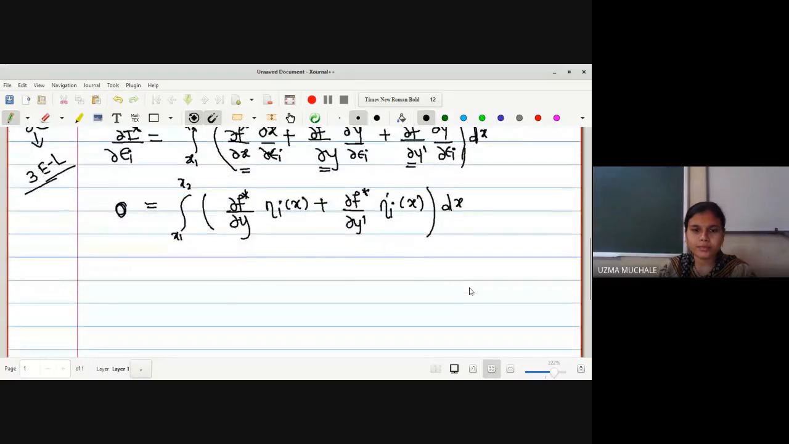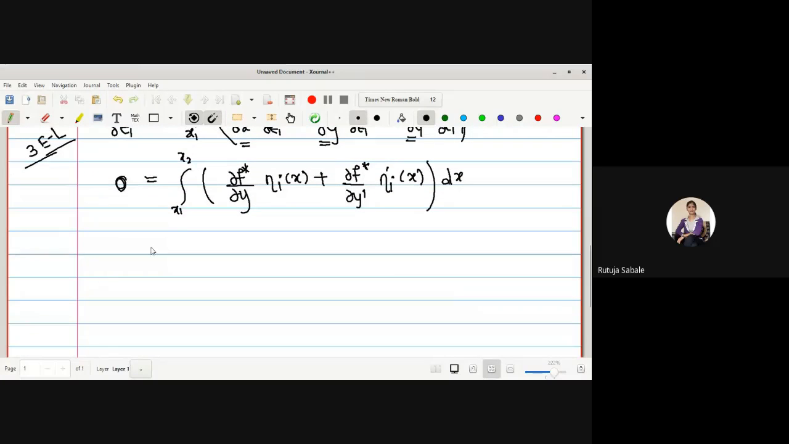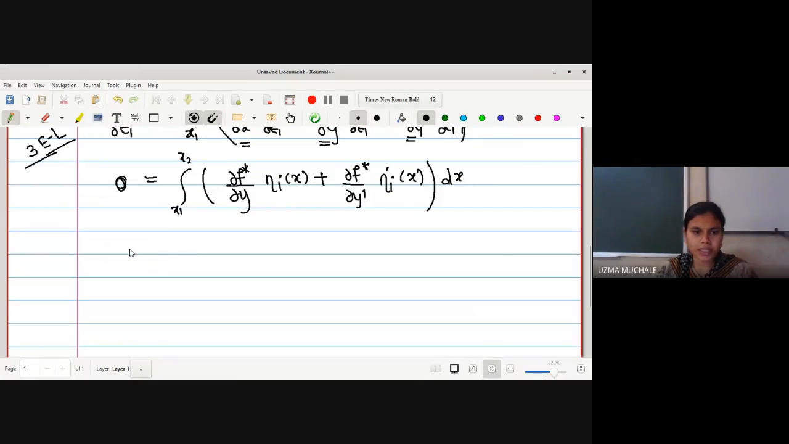Any doubt? No, ma'am. If not, let me know what the next step is. This term we cannot do anything with, we have to keep it as it is. Integration x1 to x2 of f star with respect to y, eta of x dx, plus now we have to evaluate the integration of this term.